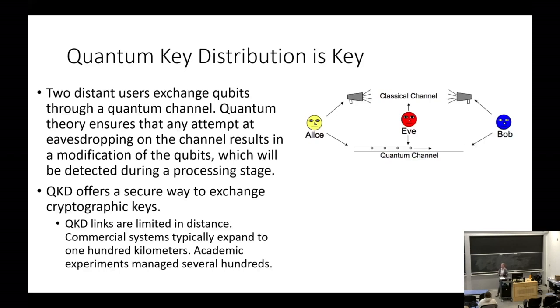cryptographic keys between locations. And the main limitation of this scheme is that the qubit signals cannot be amplified. So that means that these quantum key distribution links are limited in distance. And so commercial systems that have been put out there are pretty short range, over about 100 kilometers. And examples in academic settings have managed several hundred kilometers.